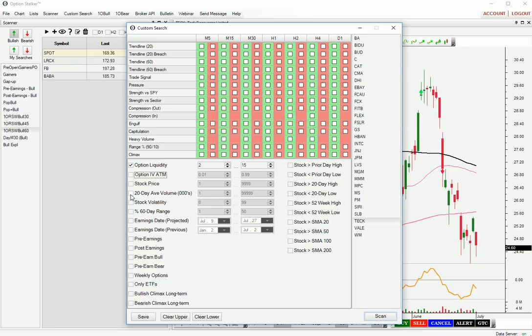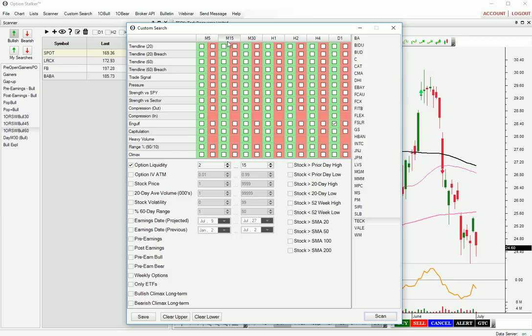The stock price, 20-day average volume, lots that you can use to identify exactly what you're looking for. Tomorrow, I'm going to be using this D1, so you can search according to all different time frames from a 5-minute chart, 15-minute chart. So for day trading, we like to use the M5 and the M15 a lot. This helps us identify intraday opportunities.